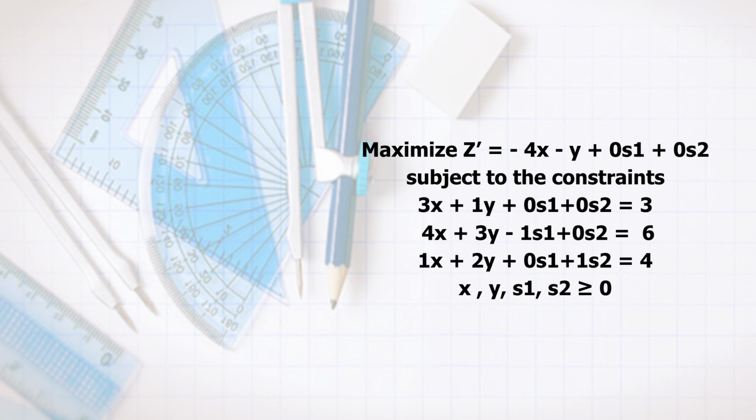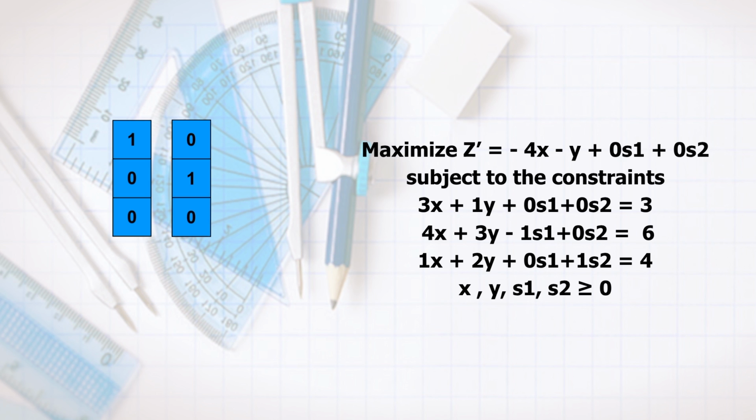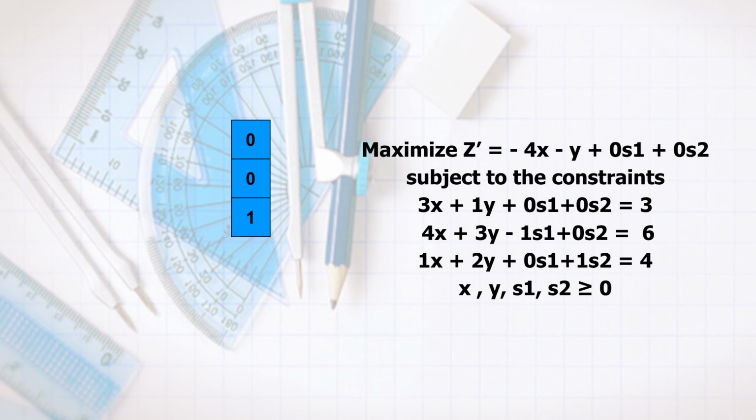Since the problem has three constraint equations, it must have the basis 1 0 0, 0 1 0 and 0 0 1. Here s2 holds the basis 0 0 1 and the other two bases are missing. Hence, the given linear programming problem is not in the standard form and hence the simplex method cannot be implemented to find the solution for the given linear programming problem. Hence, to solve by the simplex method, we can forcibly insert the two missing bases with the help of the variables say a1 and a2.